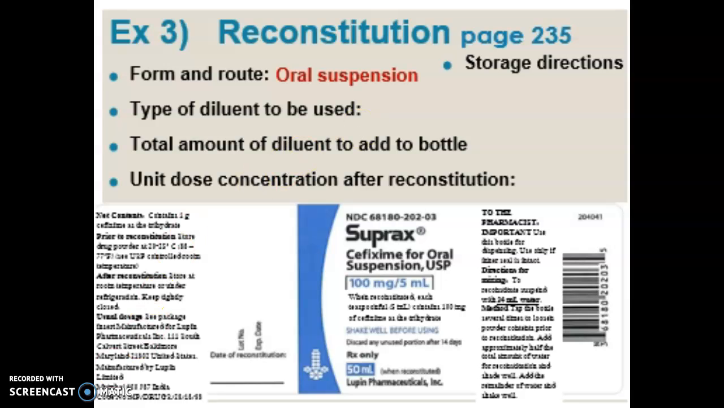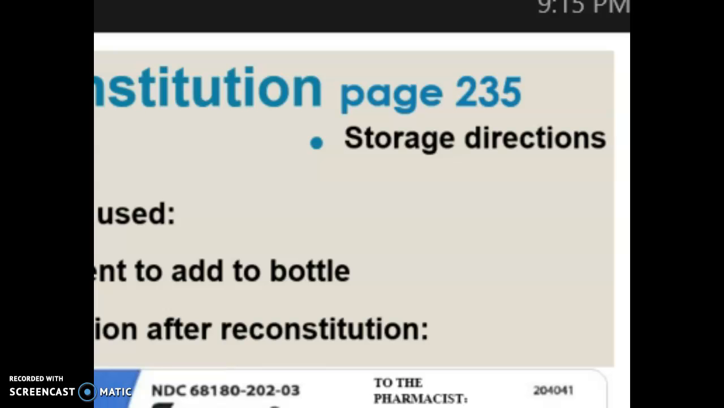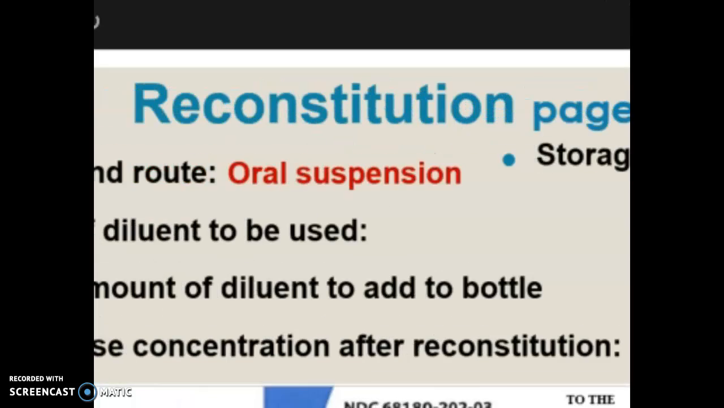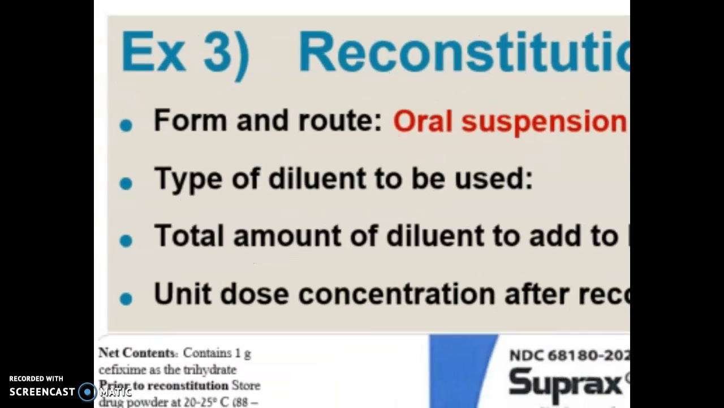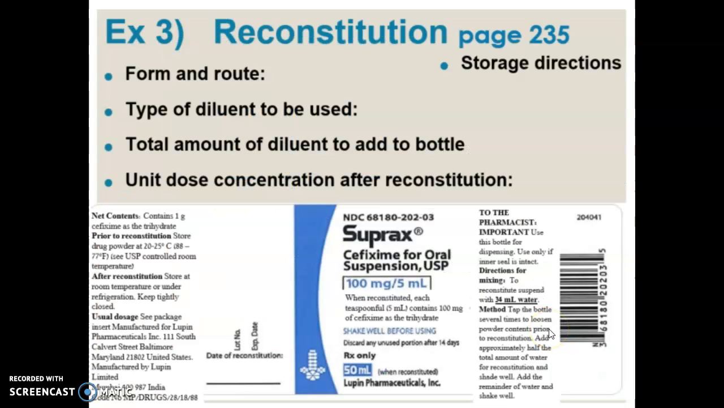Alright, so let me scooch it back over here. Okay, example 3. This label is in your book too if it's easier to read there, but Suprax. It's in your book on page 235. What is the form and route? This is again an oral suspension, right? Oral suspension. What type of diluent should we use?